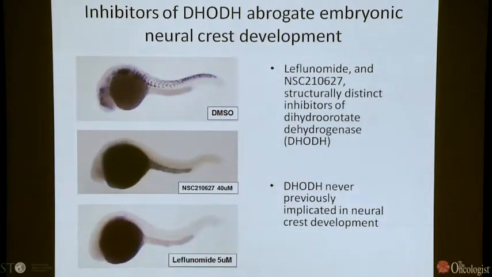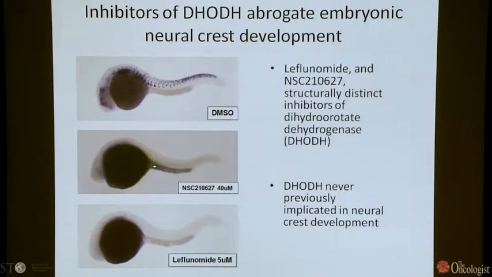And so we got a number of interesting chemical hits from this. I'm really going to talk about two today. So this is our control-treated animal, and as I said, this is stained with the marker crestin. MITF itself looks fairly similar, where each of the purple cells is a neural crest progenitor. And you can see in the presence of these two structurally distinct molecules, NSC-210-627 and leflunomide, we see an almost complete ablation of early neural crest expression. There is a small amount of residual neural crest expression here, and essentially none throughout the trunk of the animal.